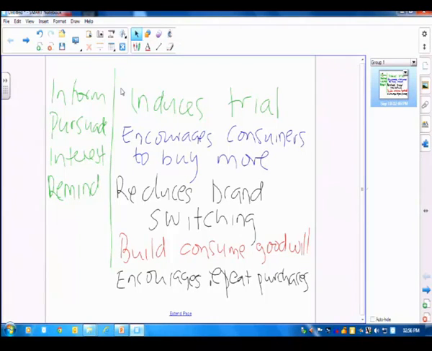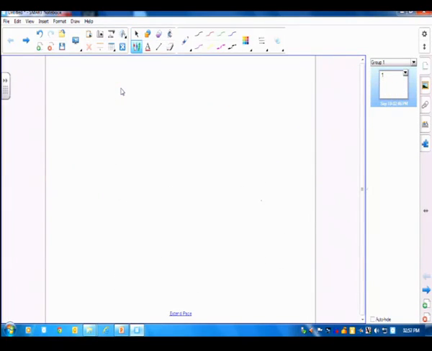And like I said, this is not the end. There are quite a lot of others. For example, it builds brand equity and also enhances promotional efforts.